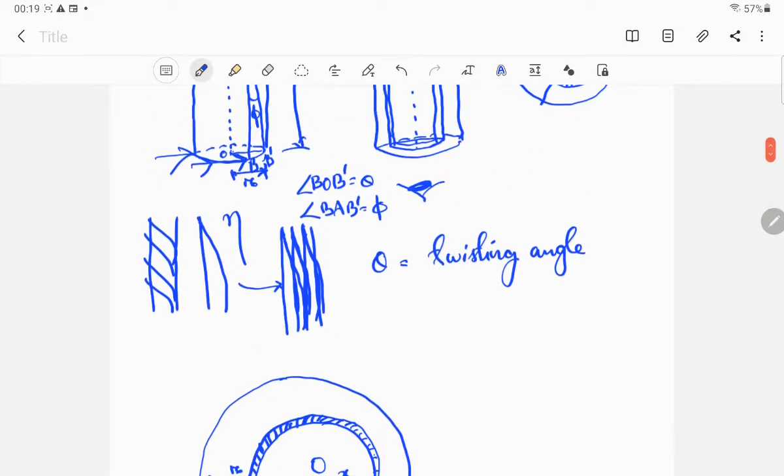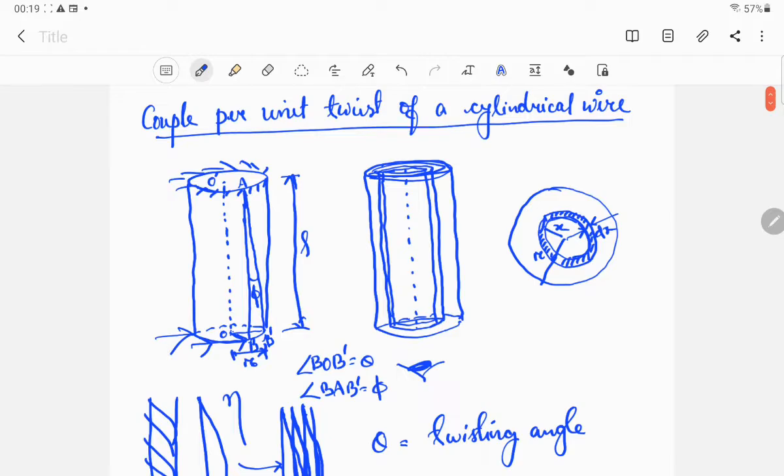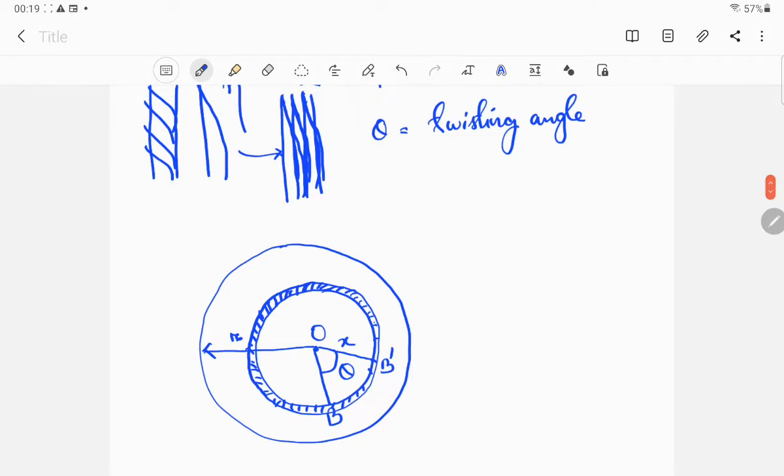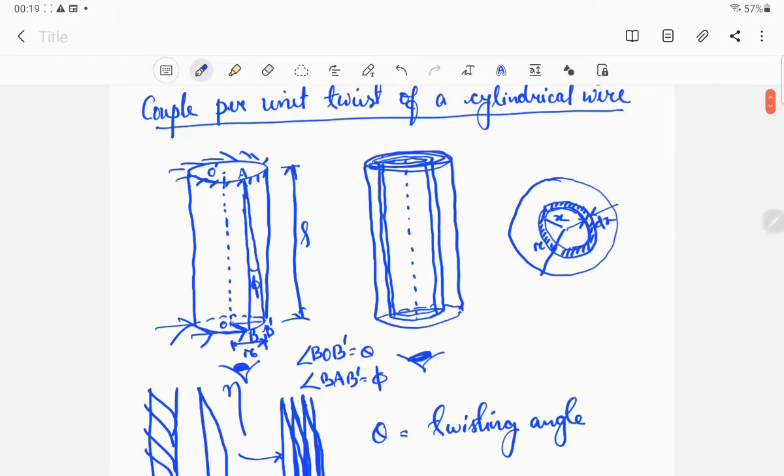So if you look at this cross section again from this side, it will appear to you like this, O B B dash B, and from this you can say that B B dash is equal to x theta. Now another thing that we need to consider: initially the diagram was at AB, then it got shifted to AB dash.